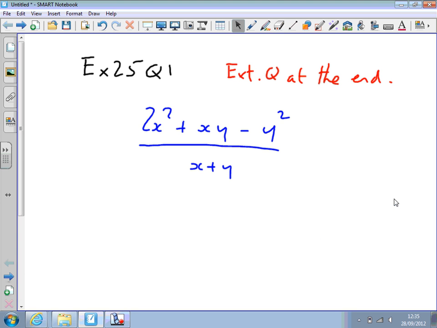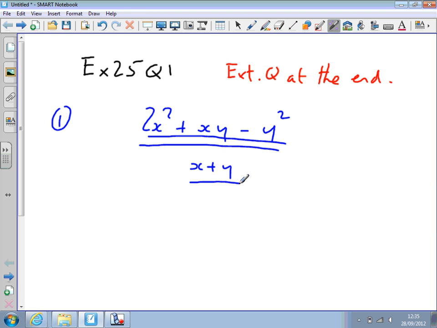This is exercise 25, question number 1, which is on page 50. There is an extension question for you to try at the end of this, after I've gone through this particular question. So if we look at it, question number 1 here, I've got one polynomial expression over another polynomial expression.